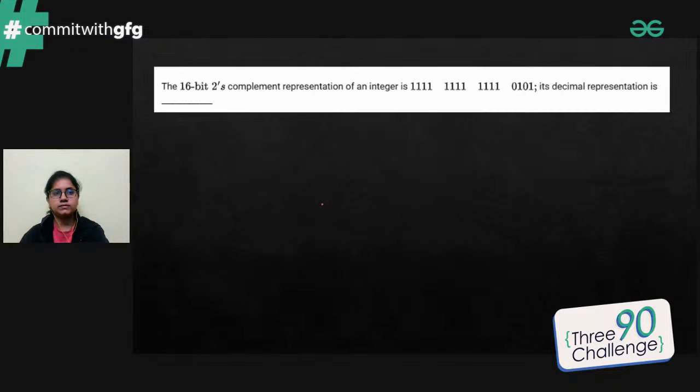Let's move on to the next. This is a similar kind of question. I hope you can easily solve this now. The 16-bit 2's complement representation of an integer is provided. Its decimal representation is?